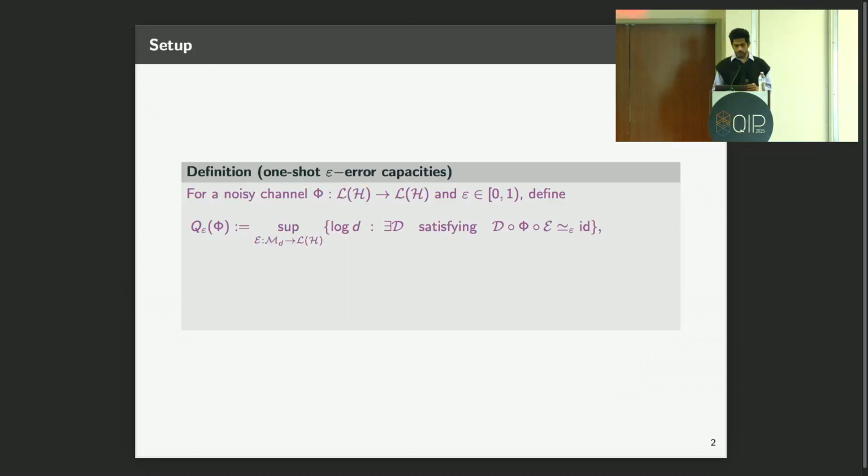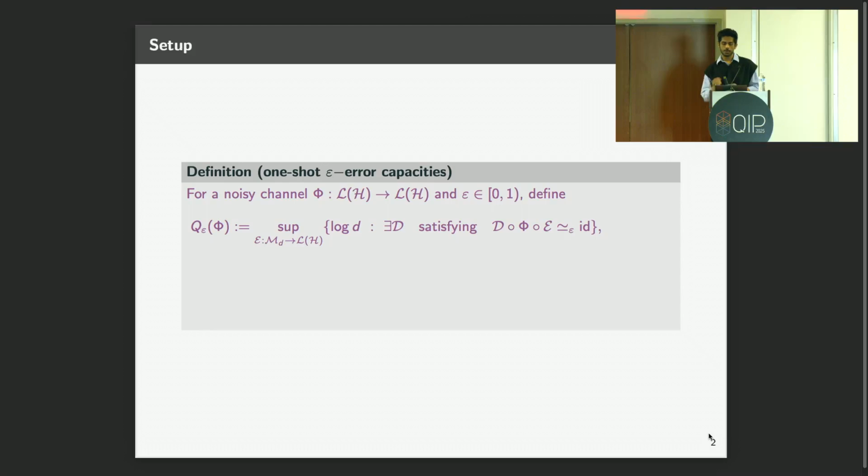Okay, so as I said, we're going to optimize over all error correcting codes. This gives us the notion of a capacity of the noise. For any noisy channel, you can define its quantum capacity as the maximum number of qubits that you can store for this noise. The supremum is over all possible error correcting codes.